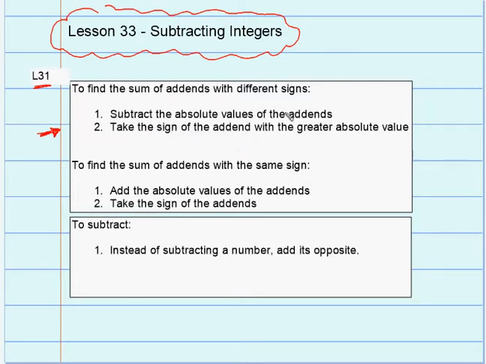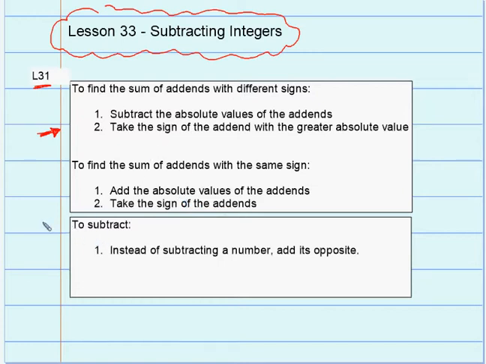So you're always finding the absolute value and then subtracting if they're different, or you find the absolute value and you add if they're the same sign. And then you keep the sign of the addend with the greater absolute value, or the sign of the addends if they're the same sign. Okay?